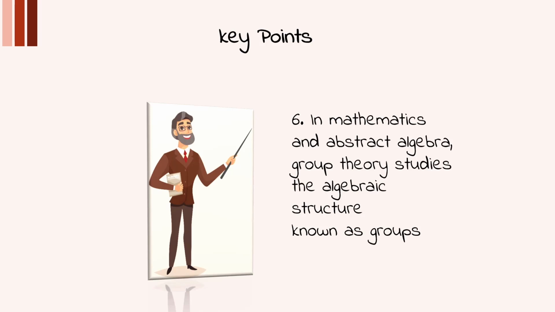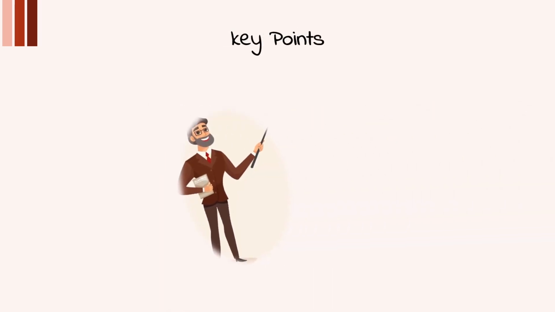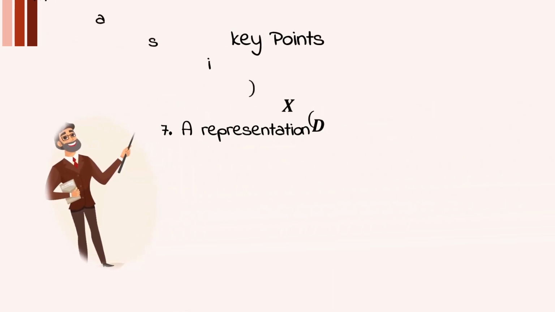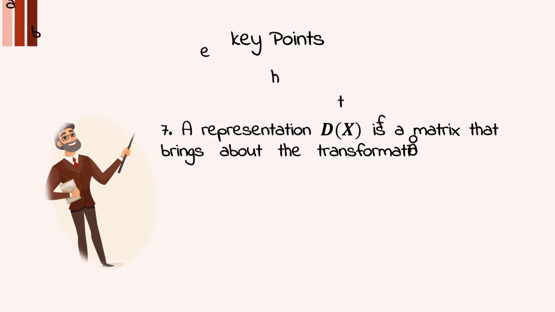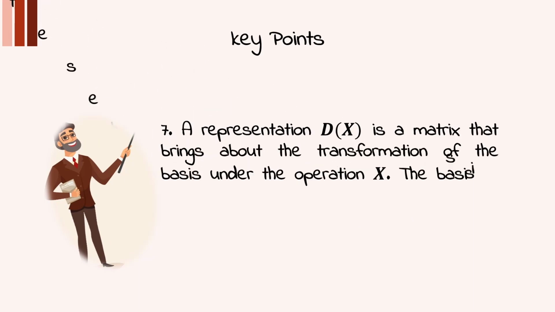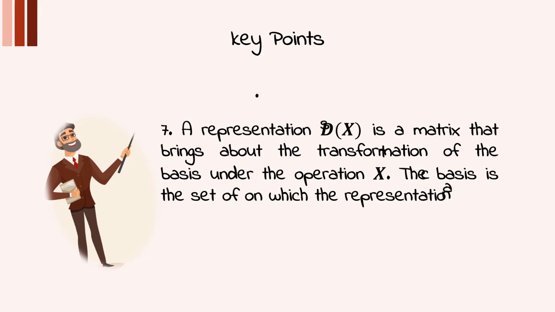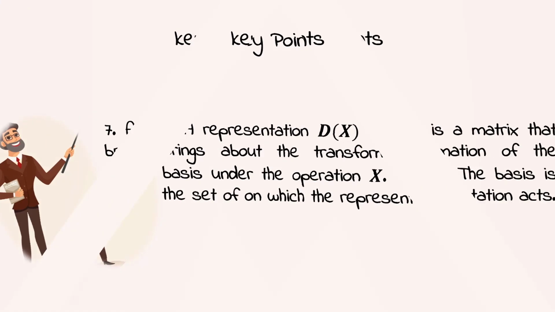When we're talking about a representation, we generally mean a matrix representation, and that matrix representation contains information that is coded in the form of a symmetry operation, which can have a basis for the set upon which the representation acts. So a representation is a matrix that brings about the transformation of the basis under the operation X. The basis is the set on which the representation acts.